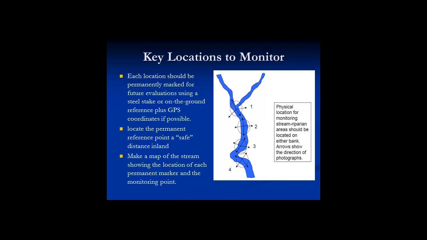You don't want to put a wood stake in the ground and then every time you get a little bit of rain and the water rises up, it's going to wash it away. So put it a safe distance out so that it will be able to stay there. It's really good to make a map of the stream, even a hand-drawn map or something like this, where you can locate those sites and markers.